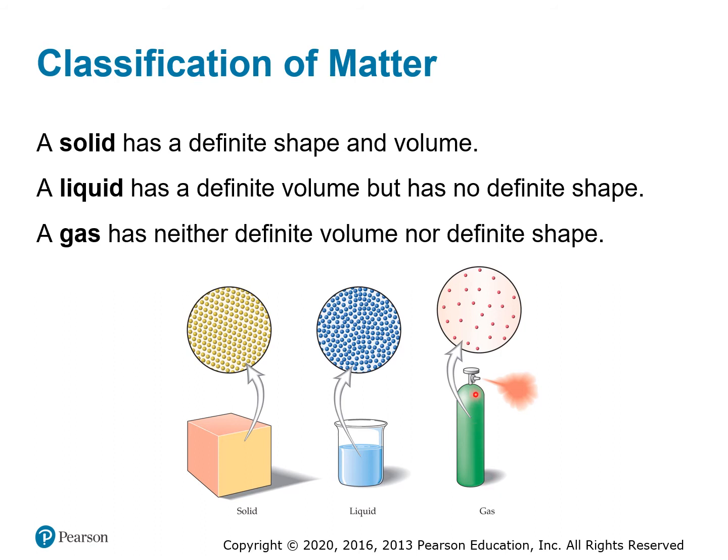And here is a gas cylinder, and if you show it in the model, you see in gases the particles are far apart, and according to the kinetic molecular theory, which we will study later in this course, you will learn that these particles are always in rapid random motion. So they are far apart, so they do not have a definite volume or a definite shape.